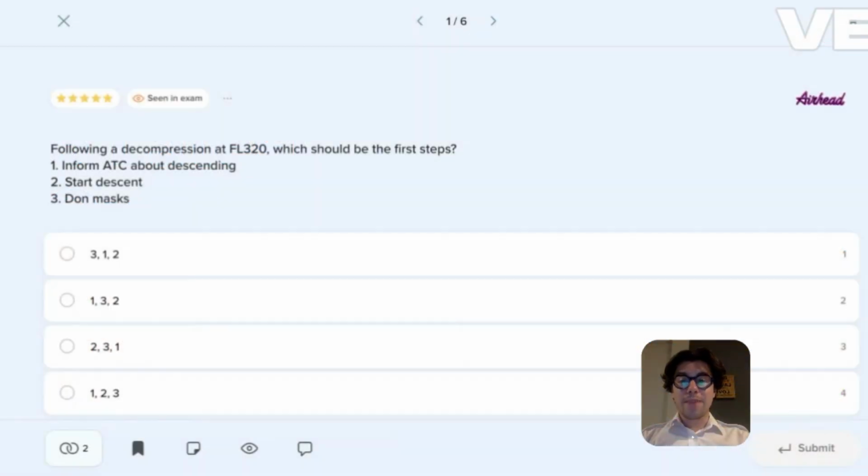Hi all, this is Mihao from Airhead, and today we'll go through a couple questions from the topic of operational procedures or OPS for the ATPL theory. So without any further ado, let's jump into the questions, talk about the explanations, the answers, and delve a bit deeper into the whys and the general topics from the subject.